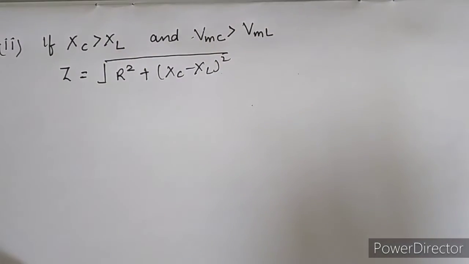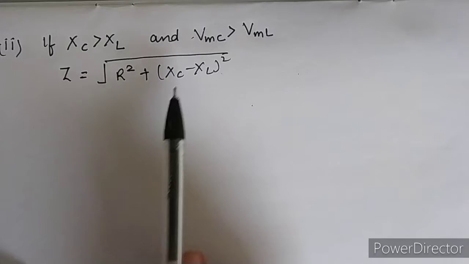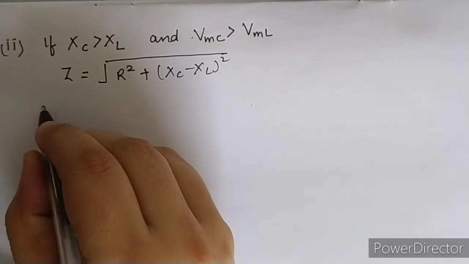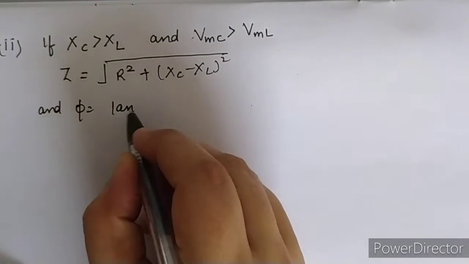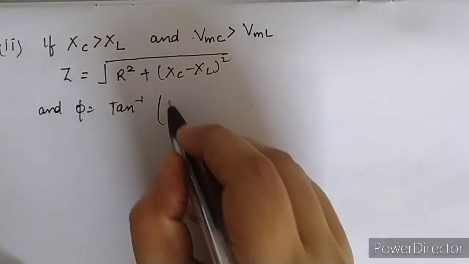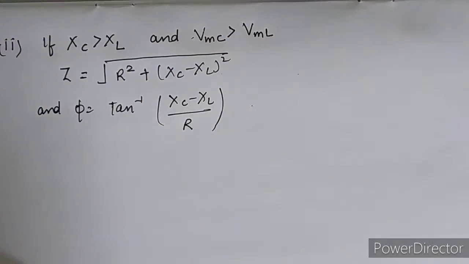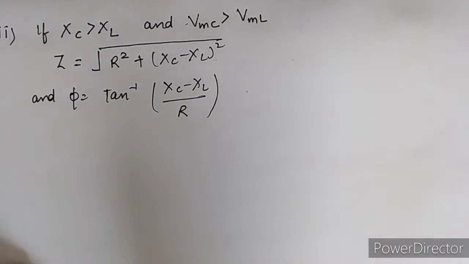In the condition which we took earlier in the LCR series circuit, XL is greater than XC, so the formula of the impedance has XL minus XC. But here we have taken the opposite condition of the previous one. And the value of phi will be, you know the formula, tan inverse of (XC minus XL) upon R. Clear? Okay. You know that in this the current is leading.